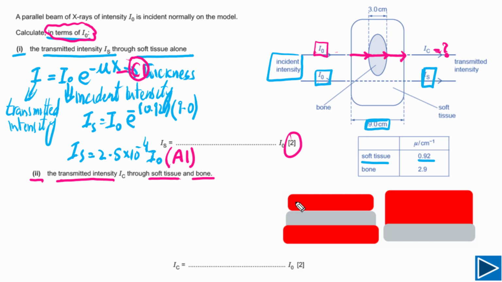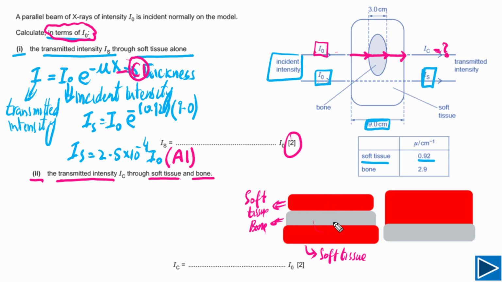First of all, look at this diagram. You can see here the red part, which represents the soft tissue. The second part represents bone. And the third one represents soft tissue again. So as you can see, first we have soft tissue, then bone, then soft tissue. I have just drawn this to give you a better picture of this question.